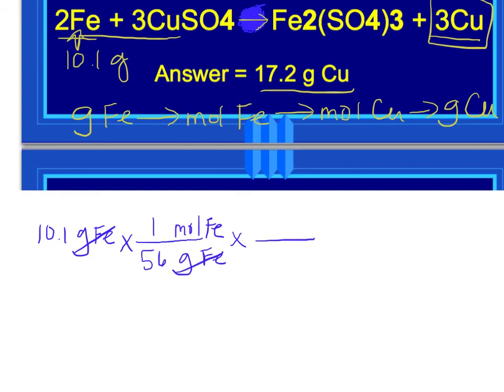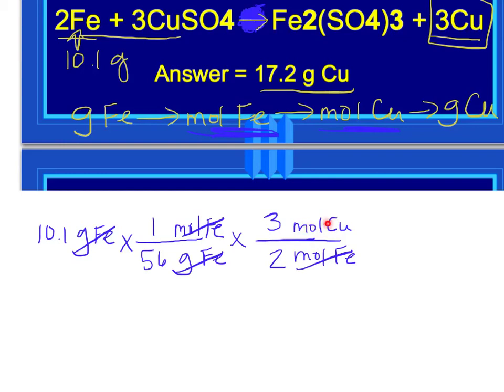Now I need to get from moles of iron to moles of copper. So I'm going to need the mole ratio to do that. Moles of copper, of course, will go on the top because that's what I'm looking for. I want my moles of iron on the bottom so it cancels out. So I look up at my equation here, and the coefficient I see in front of copper is a 3, so I'm going to put a 3 there. Then if I look at the coefficient in front of iron, it's a 2, so I'm going to put the 2 here. Now my moles of iron have canceled out, and I am in moles of copper.